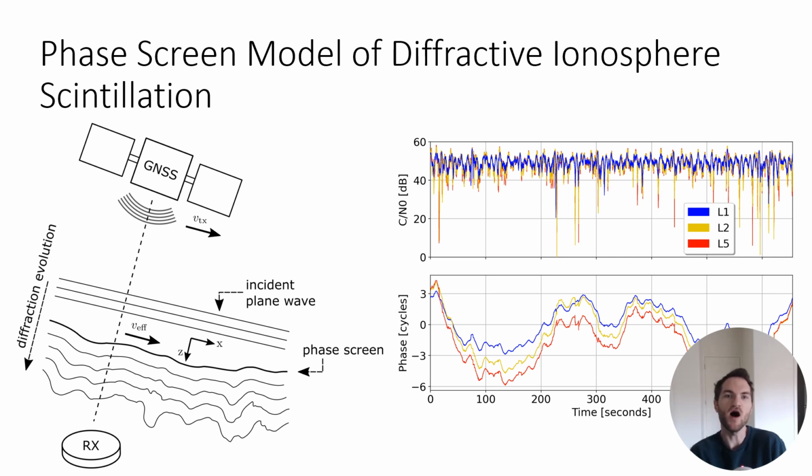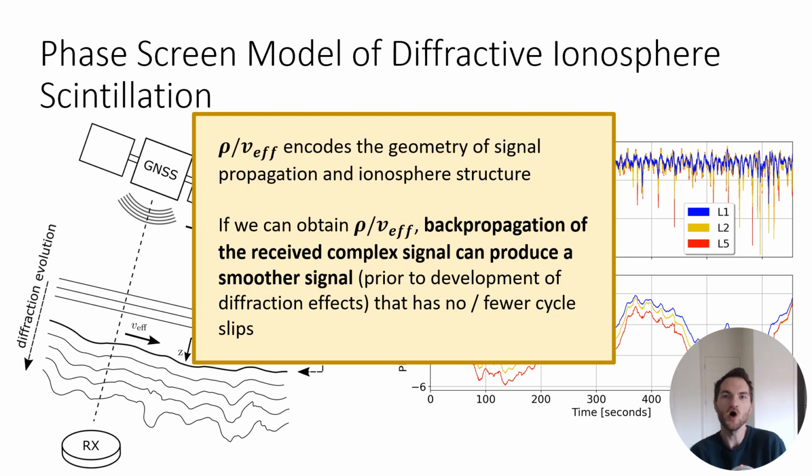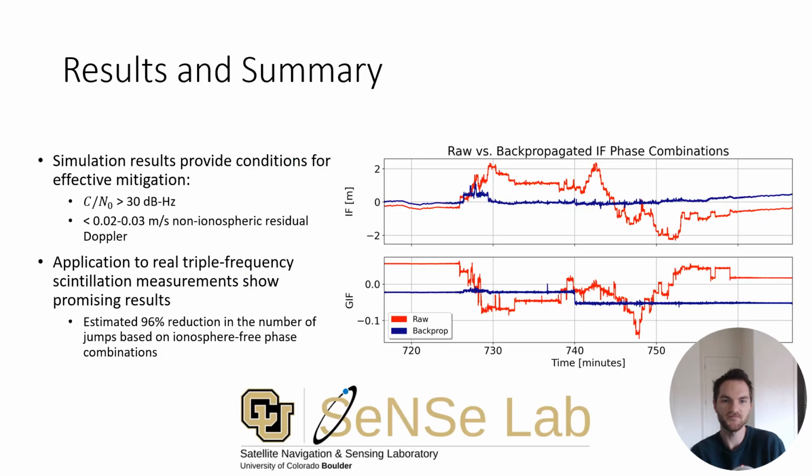In this simple model, there is one key parameter, called rho over v effective, that encodes all the information needed to reverse this propagation and obtain the complex signal at the effective phase screen, back before the diffraction effects have developed. The basic idea of this paper is that if we can guess or estimate this parameter, we can use backpropagation to produce a smoother signal that has no or significantly fewer cycle slips.